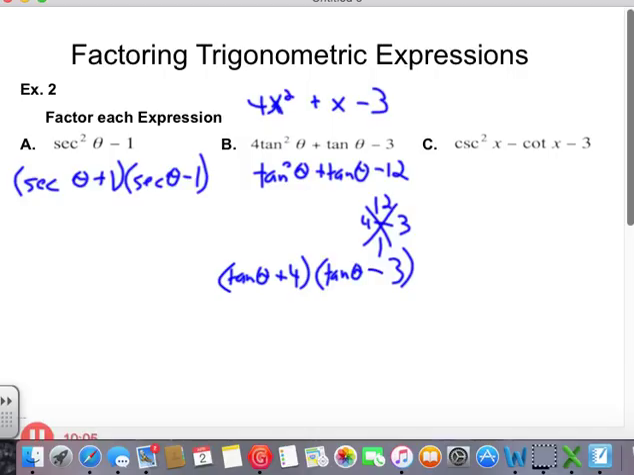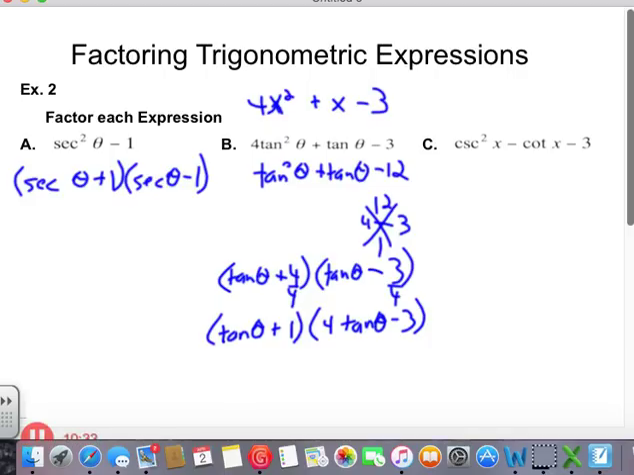Now the last thing you've got to do is go back and divide by your 4. So we divide 4 by 4, divide 3 by 4. Well, 4 divided by 4 just gives us 1. So we got tangent theta plus 1. And over here, the 3 doesn't divide by 4, so we put the 4 back in front of the tangent theta, so it's 4 tangent theta minus 3. All right, and that's all for that. Okay, now we'll do one more. I'll do this one in red so it doesn't get confusing.